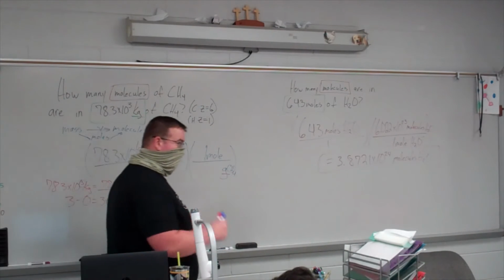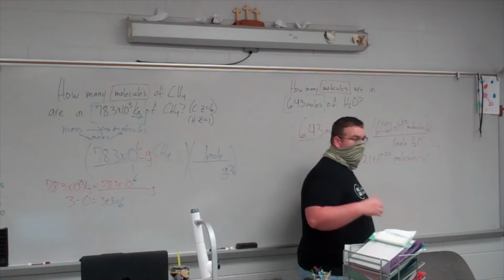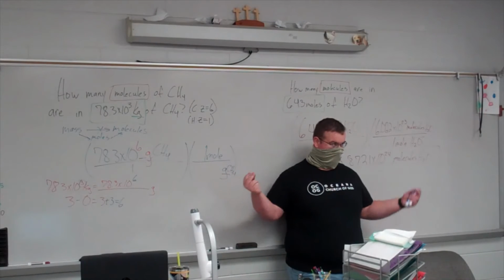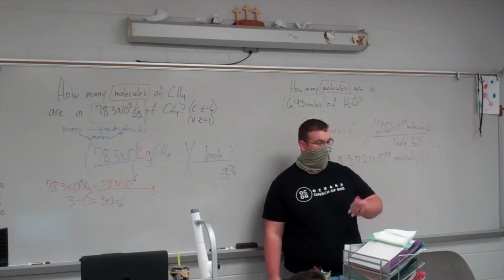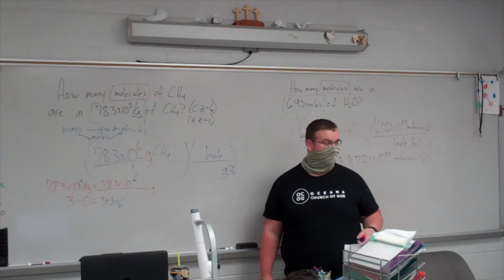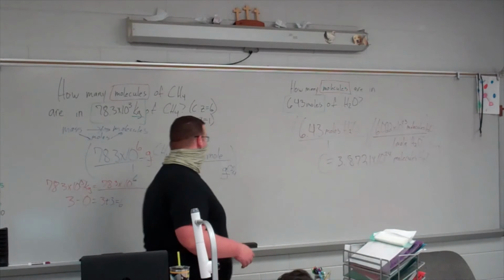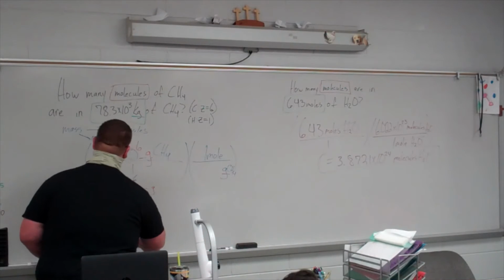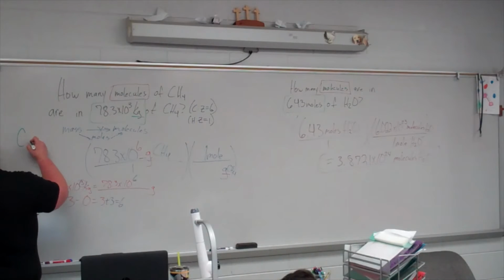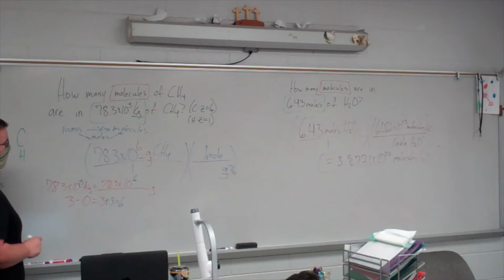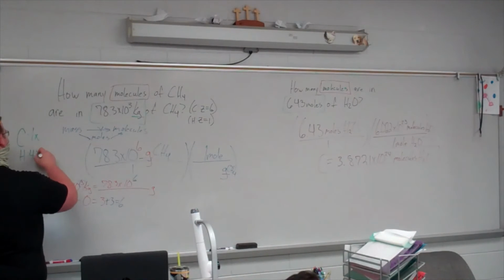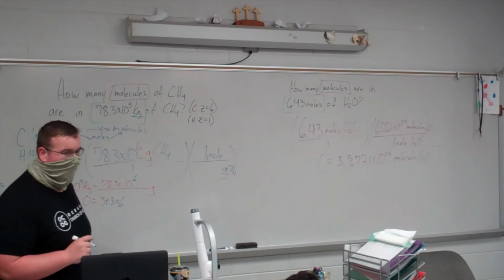Now comes the fun part. Can I just grab the periodic table and know the number for this? No. Probably not. Will I use the periodic table? Yes. We have to find methane's molecular mass. What are the 2 elements in methane? Carbon and hydrogen. How many carbons? 1. How many hydrogens? 4. Multiply that by their average atomic masses.